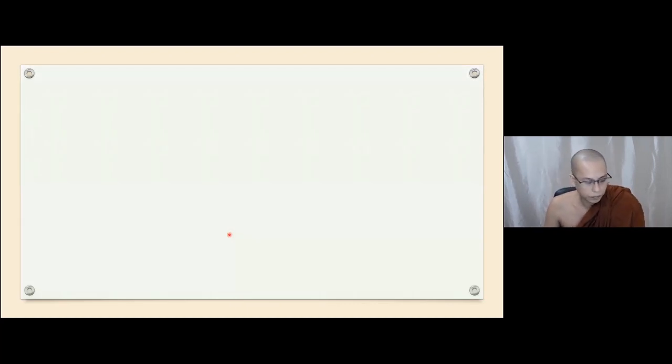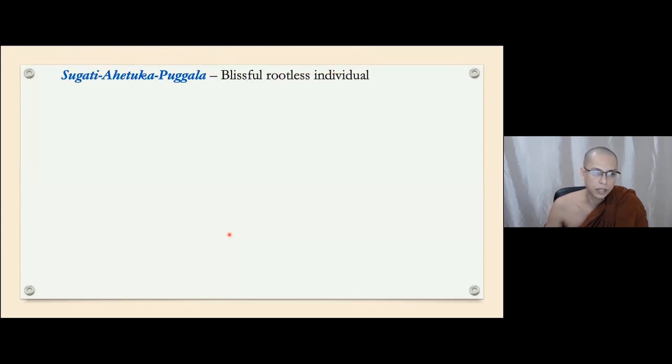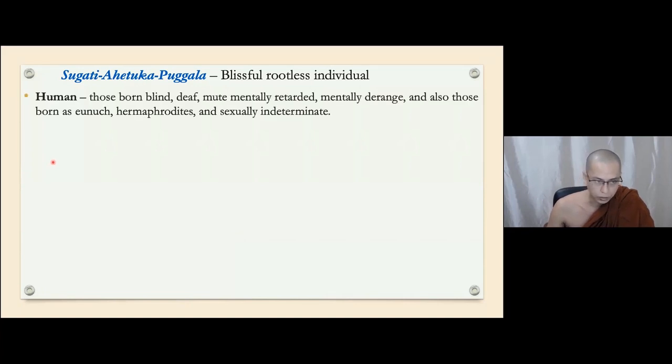Okay, so let's talk about the Sugati Ahetuka. Sometimes if we skip this, you cannot understand what it means. The Sugati Ahetuka, the blissful, rootless individual, is one of the two rootless individuals. So here, first of all, the human beings. Among the human beings, you can find the blind, deaf, mute, mentally retarded or mentally deranged. That is not the normal one.